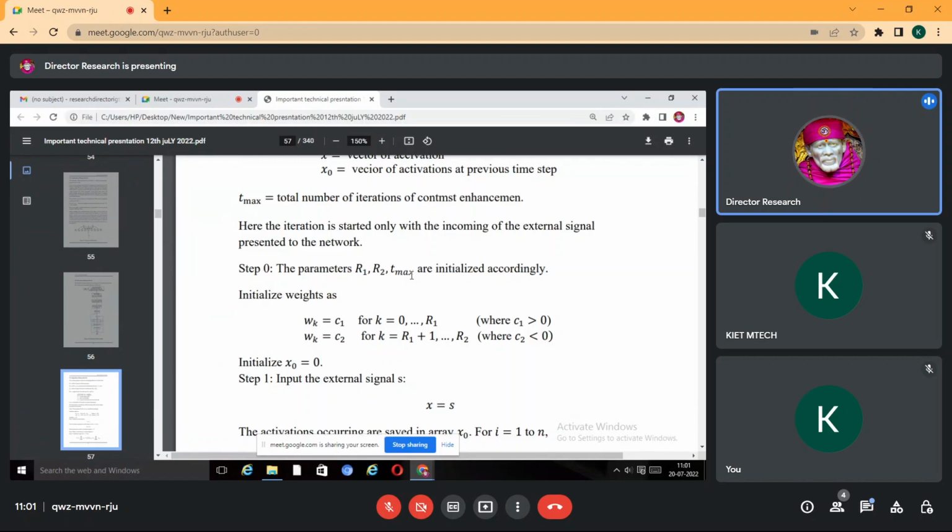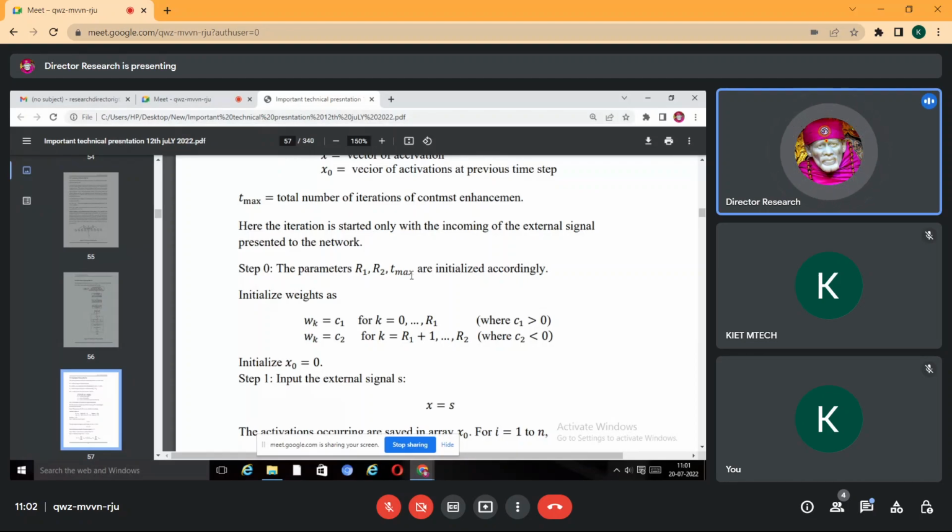Here the iteration starts only with the incoming of the external signal presented to the network. Step 0: the parameters R1, R2, Tmax are initialized accordingly. Initialize weights as Wk equal to C1 for k equal to 0 to R1, and Wk equal to C2 for k equal to R1 plus 1 to R2, etc. See the logic in the algorithm. Input is external signal S. These all algorithms share.